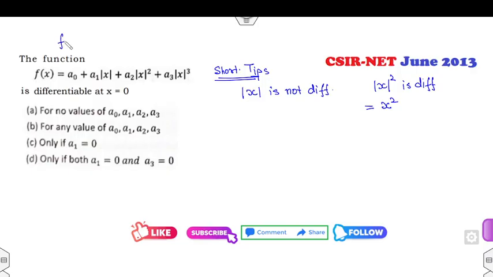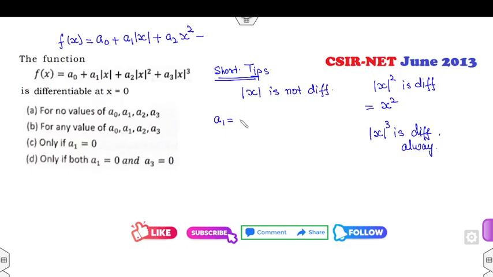Now, if you look at this function, it is a naught plus a1 of mod x square. Mod of x square is always x square. Fine. Mod of x cube is either plus x cube or minus x cube. Mod of x cube is always a differentiable function. Fine. Now look at the options. There is no value of a naught that makes it non-differentiable.